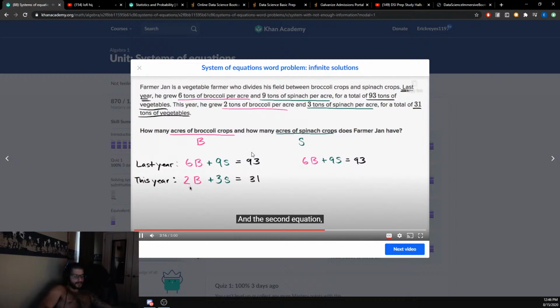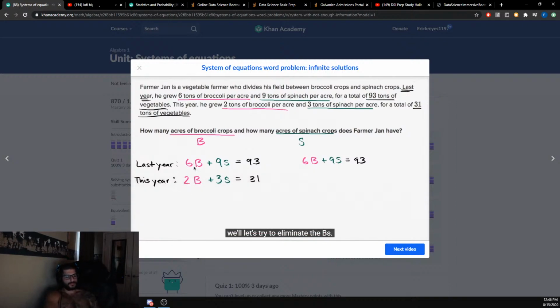And the second equation, well, let's try to eliminate the b's. So let's multiply the second equation by -3. So I'm going to multiply the left-hand side by -3, and I'm going to multiply the right-hand side by -3. And so what am I going to get?